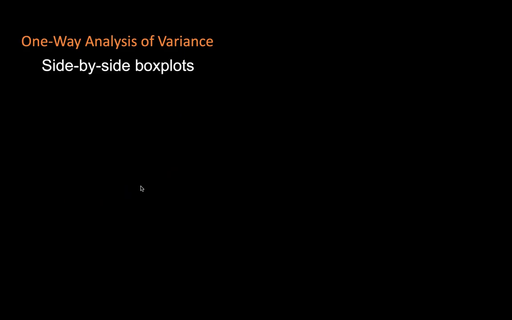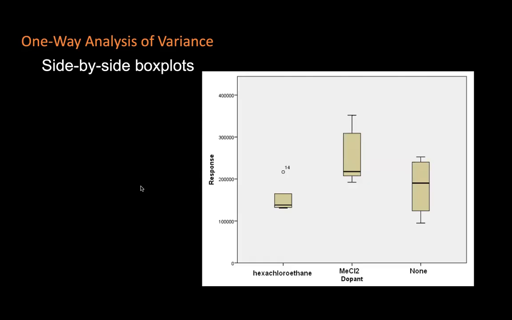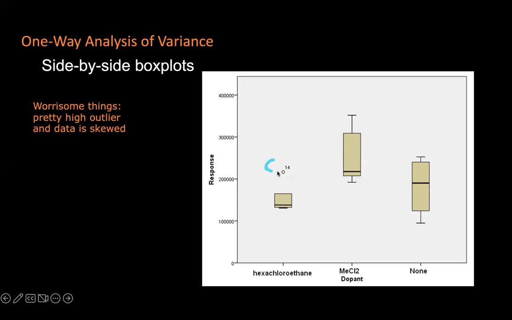So we can also check side by side box plots, as you see over here with an ANOVA with 3 samples. We see some worrisome things in this box plot. We have a pretty high outlier, and the data is skewed, as we can see where the mean lies for these 2 ones, and for even this one.